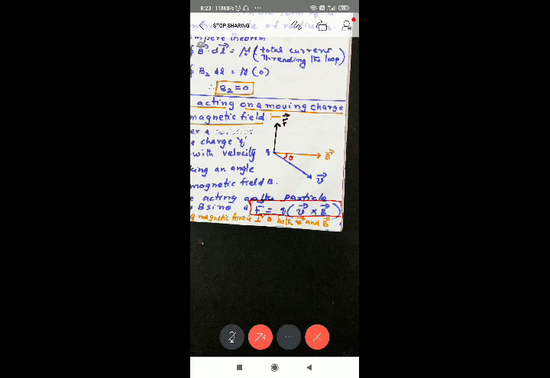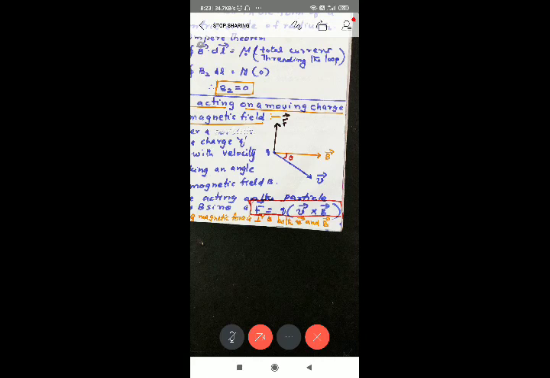In cross product we have studied that. A cross B equal to AB sin theta, like that. V cross B equal to VB sin theta. So here, when we write it as a vector quantity, we can tell that the direction of force is perpendicular to both V and B. You have studied that last year.